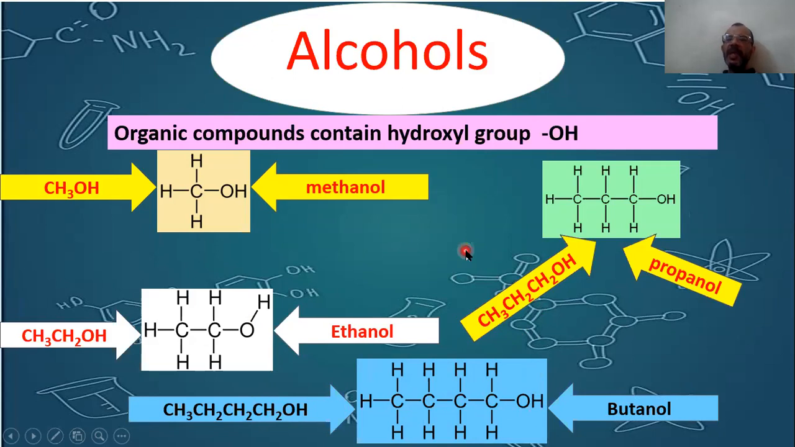That's how we name alcohol. How can you know this compound is alcohol? Find the OH group. This is the indicator that tells you this one is alcohol. Then count how many carbon atoms. One carbon atom, methanol. Two carbon atoms, ethanol. Three carbon atoms, propanol. Don't forget, 1 meth, 2 eth, 3 prop, 4 but.